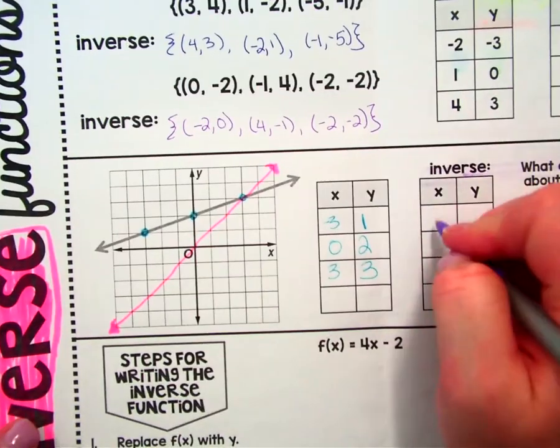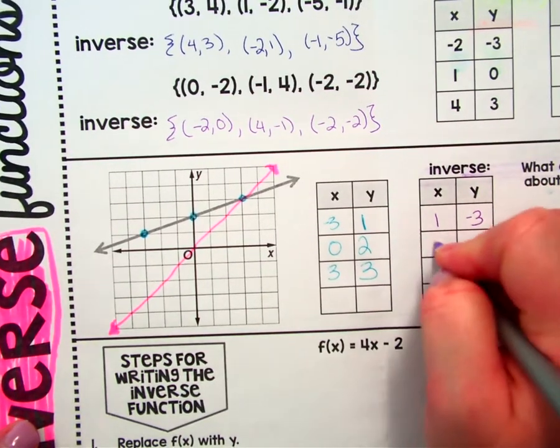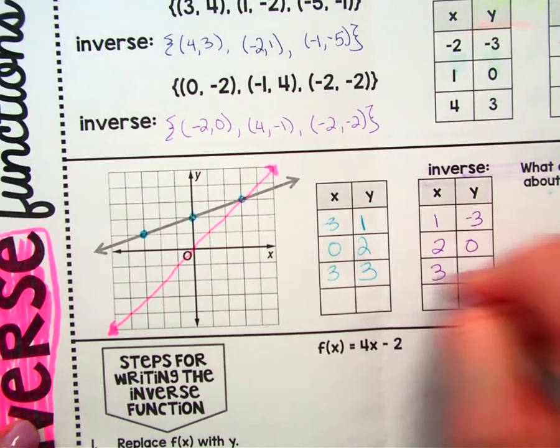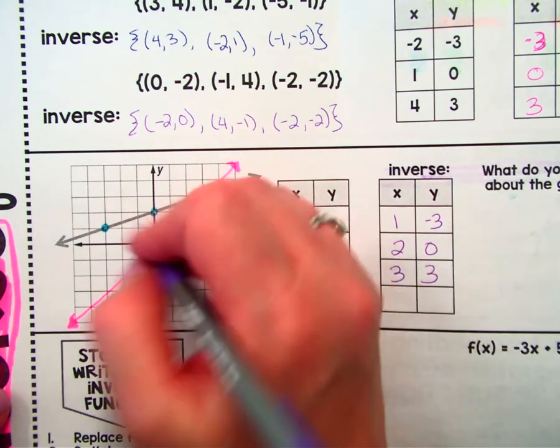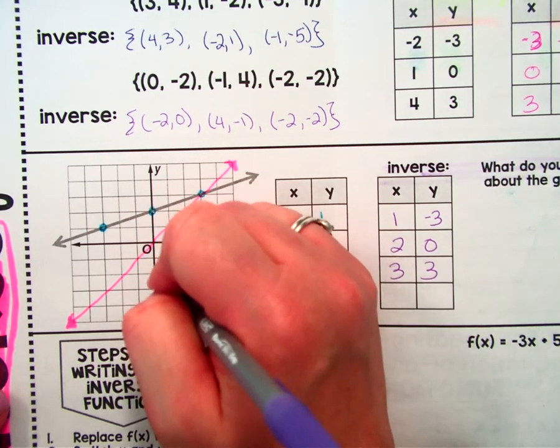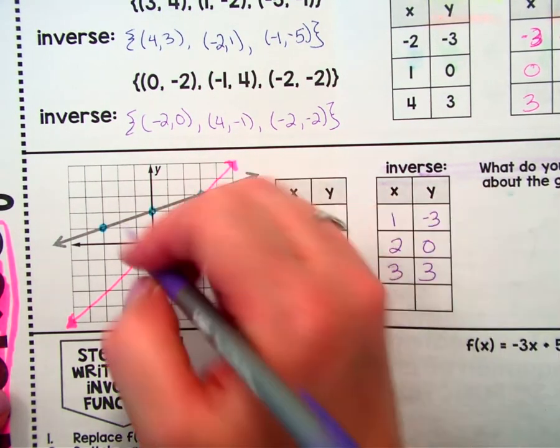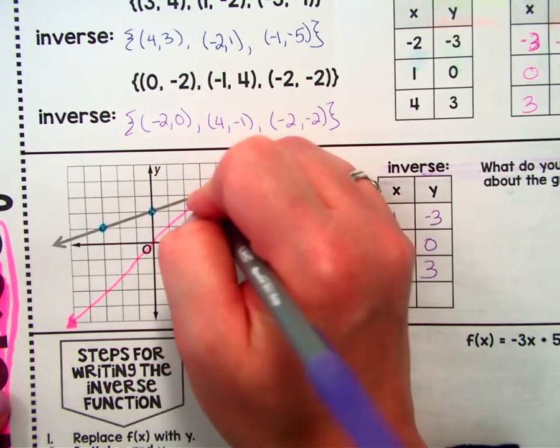So I'm just going to flip my x and y's. (1, -3), (2, 0), (1, 3). So I'm going to plot those. (1, -3), (2, 0), (1, 3).